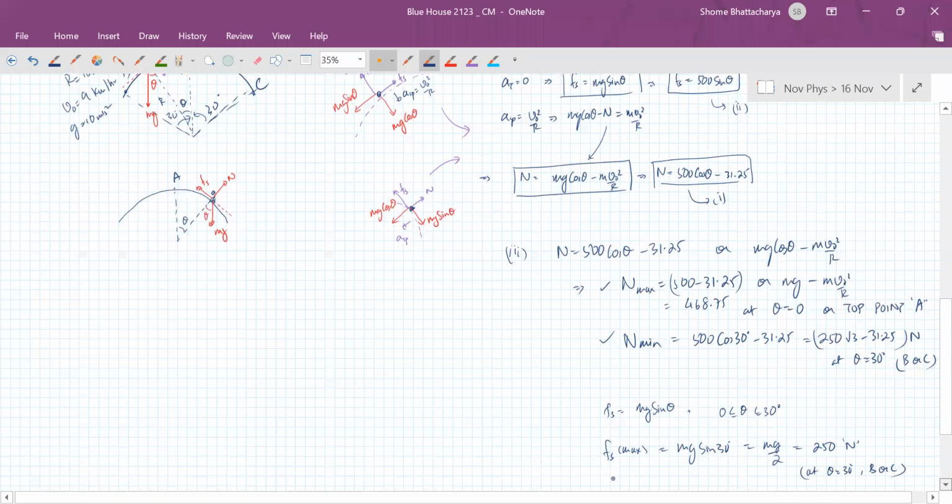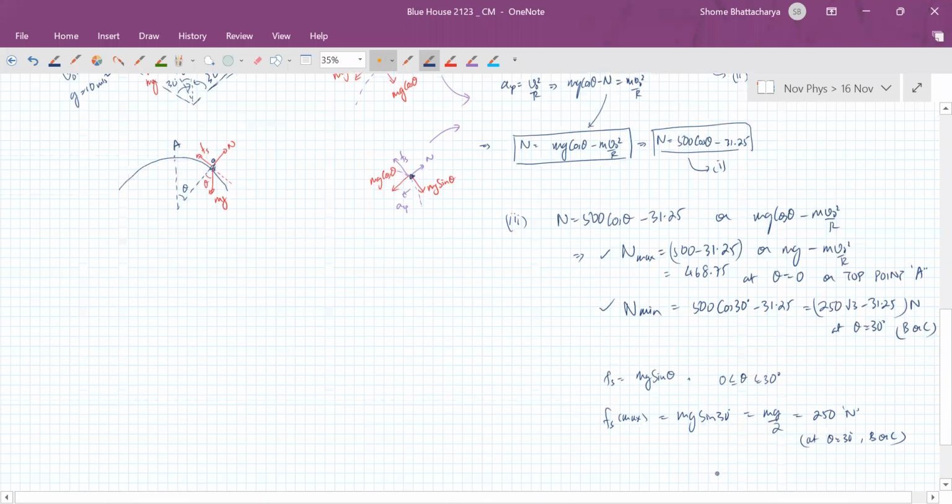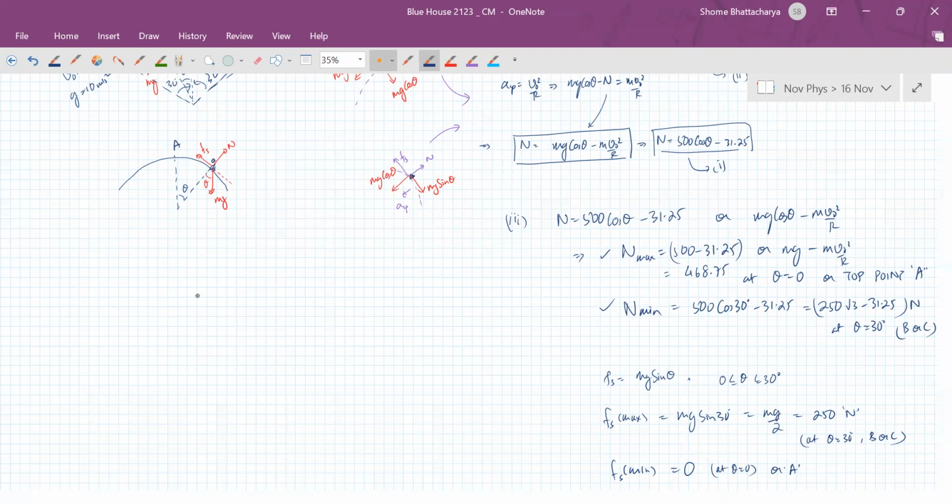Whereas minimum friction will be 0. This will be at theta equal to 0, or at the point E, the top of the surface. So according to which point on the hemispherical mound he is at while he is running uphill or downhill, he has to generate a certain amount of friction on his feet to prevent slipping and maintain the constant speed. So the range of that friction is like this.